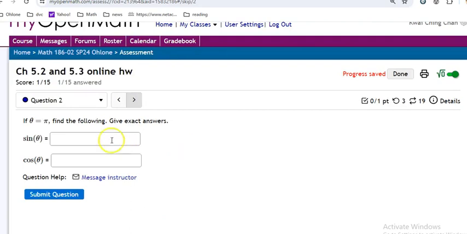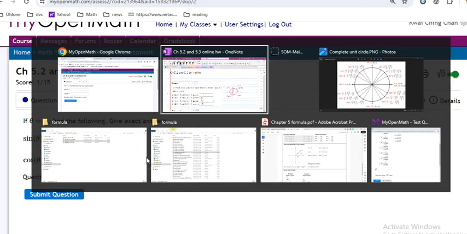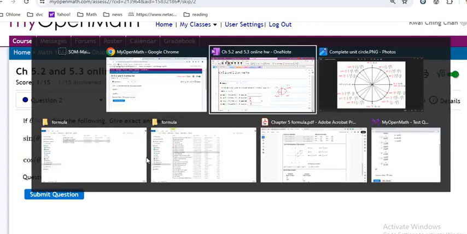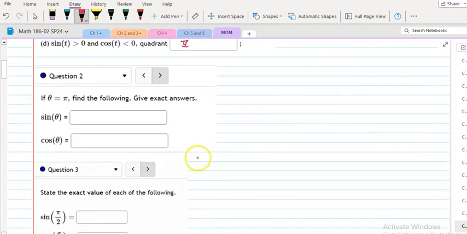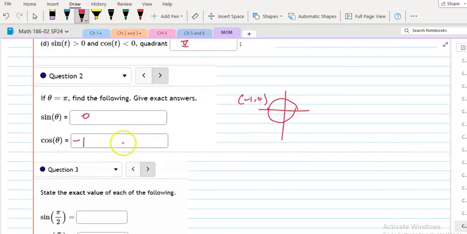The second question, if my angle is pi, what is sine pi and what is cosine pi? Give exact value. We know from the unit circle pi is here, and this point is negative 1 comma 0. Sine is the y value, so that's 0. Cosine is the x value, so it's negative 1.